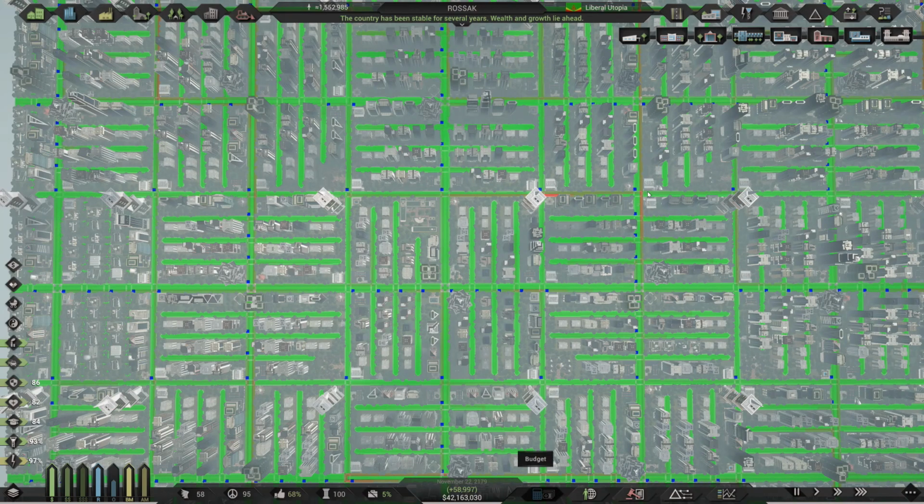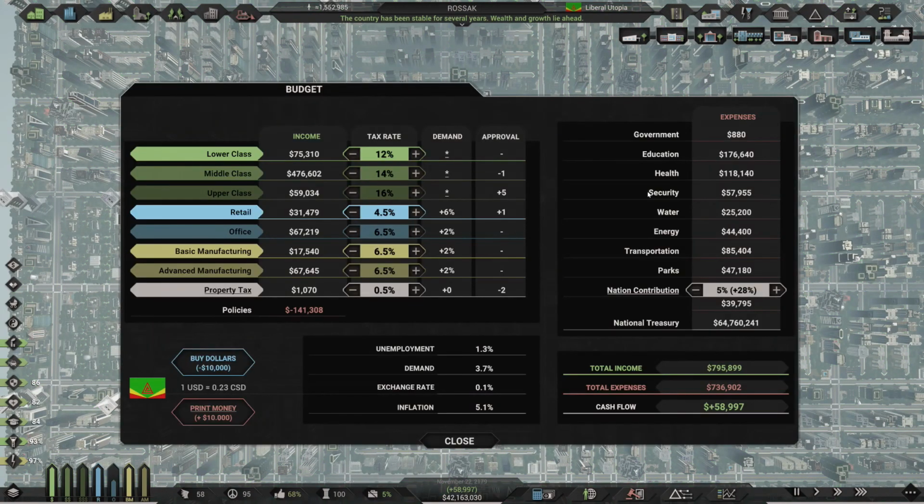Now let's get into the big screen here, the budget, okay? Now, on the top left quadrant, you have your basic class levels, lower, middle, upper. You have retail and office. You have basic manufacturing, advanced manufacturing, and property tax. So this is your tax structure. Your tax rates, you can just click them either way. And you can see how adding tax will reduce stability, okay?